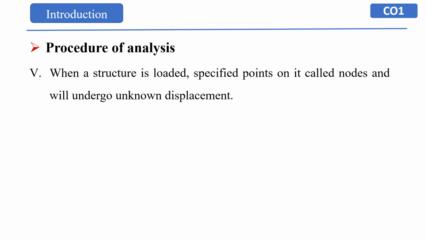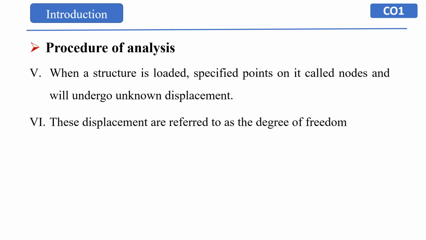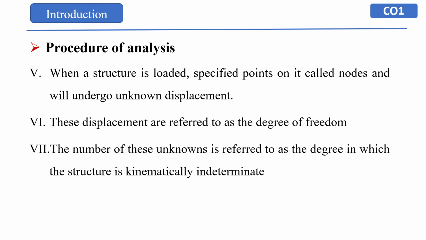When a structure is loaded at a specified point, called a node, it will undergo displacements, that is theta and delta. The displacements are referred to as degrees of freedom. The number of these unknowns is referred to as the degree to which the structure is kinematically indeterminate.